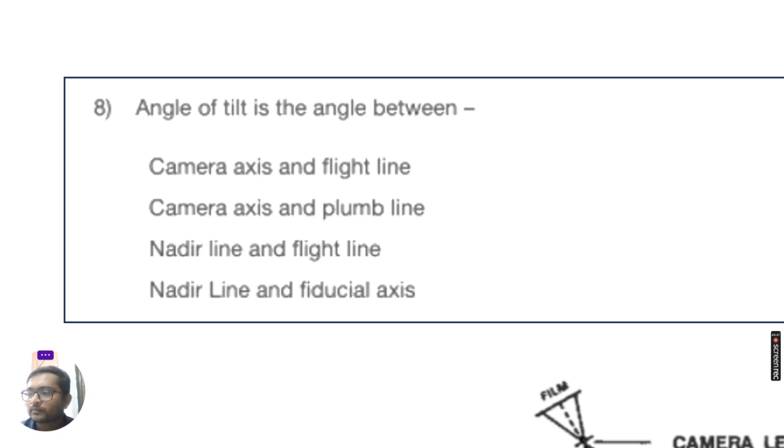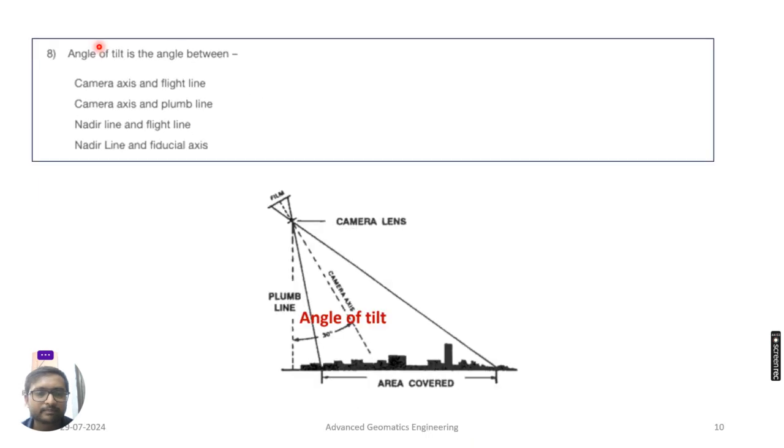Yes, exactly right. So it is the angle between the camera axis and the plumb line. Now the next question is: what are the camera axis and the plumb line? To answer this, we should first know the meaning of each of the terms written here.